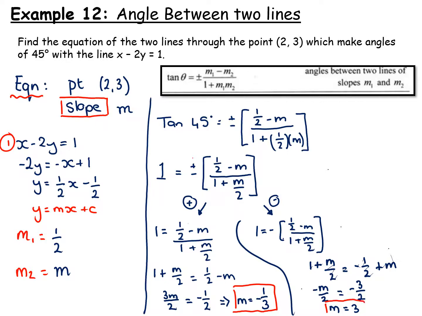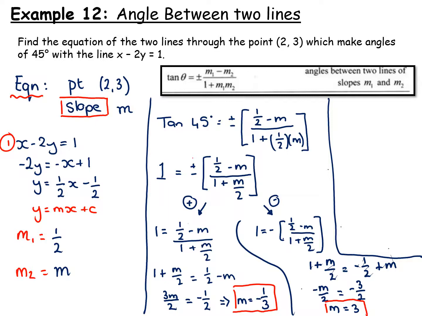Now, you might notice something about our two slopes. The slopes are actually opposite reciprocals, which means if we take one, the other one is flipped and the sign has been changed. So those lines are actually perpendicular, and that will always be true when we're looking at a case like this, where they're going through the same point and they're trying to make a 45-degree angle with a given line.